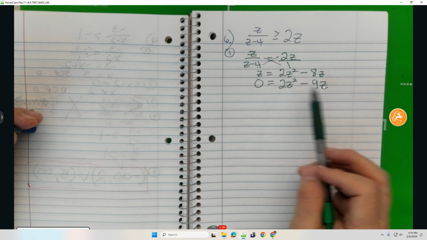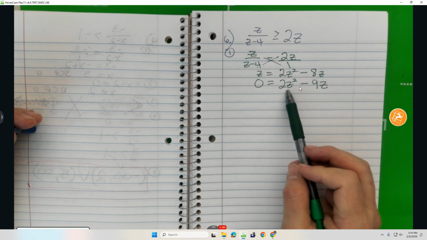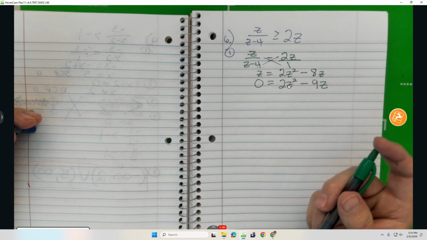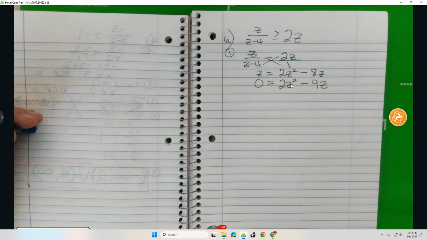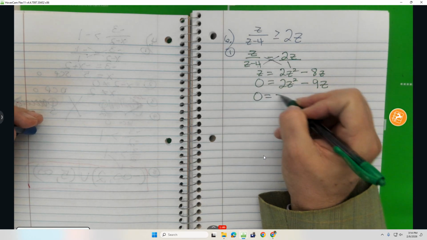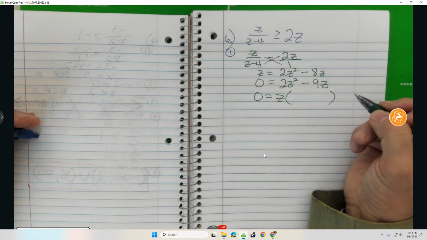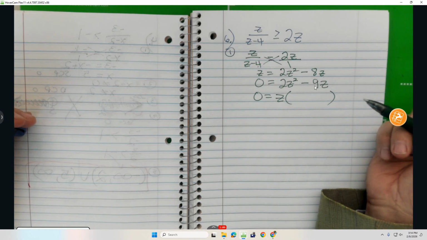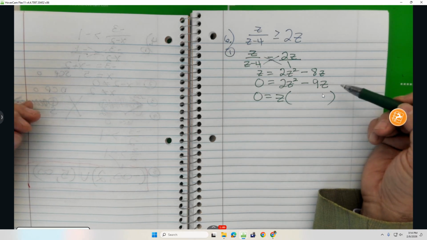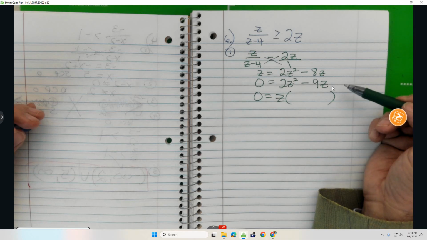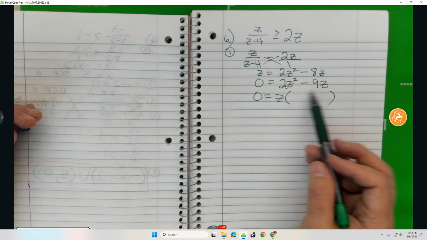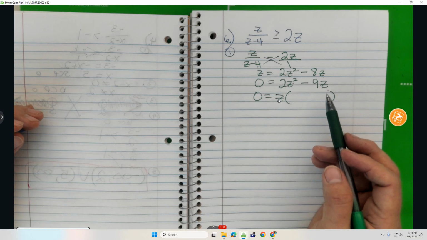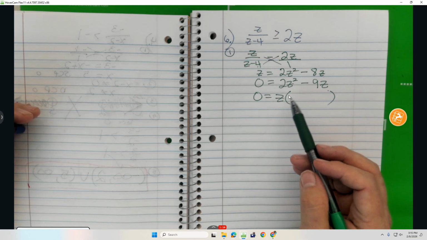Here, when we look at this, we see that we have a common factor. Both of these terms have what in common? Z. You can take out a Z. When you're factoring a trinomial, you're reversing the FOIL method. Here, for this binomial, we're just reversing the distributive property.